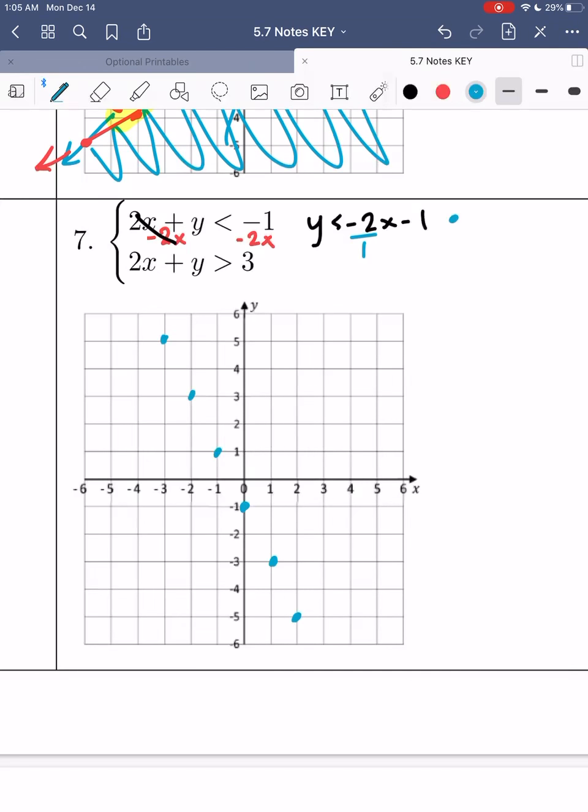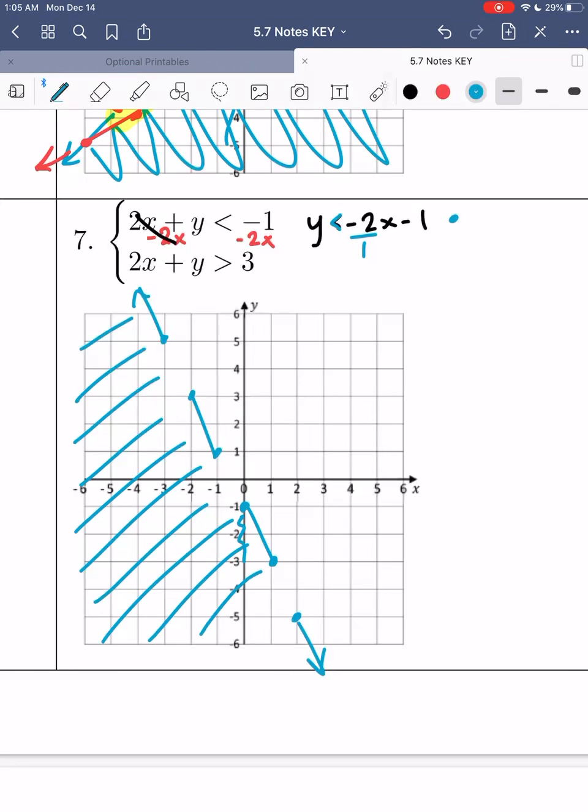That's going to be a dashed line because it's just less than. Something like this. And since we are less than, I should be shading below on the y-axis, so it's going to be over here. All right, and for my second equation, I still need to subtract my 2x over, and that's going to leave me y. Positive y is greater than negative 2x plus 3, because that was a positive 3 right there. So I have a plus 3 y-intercept and a slope of negative 2.